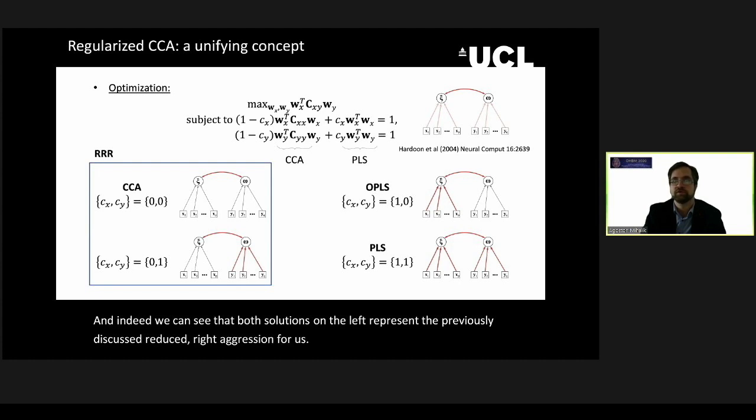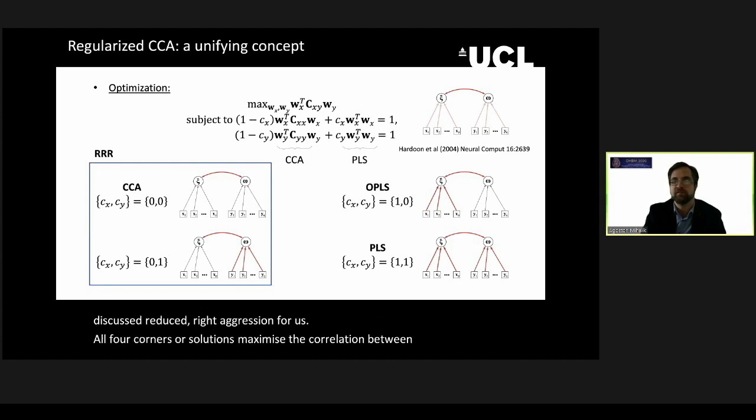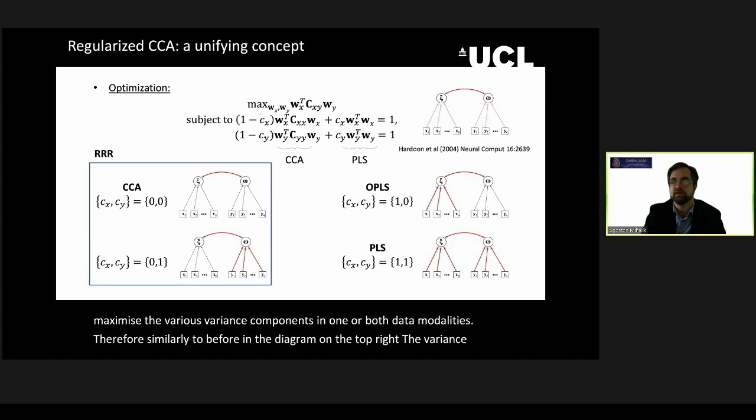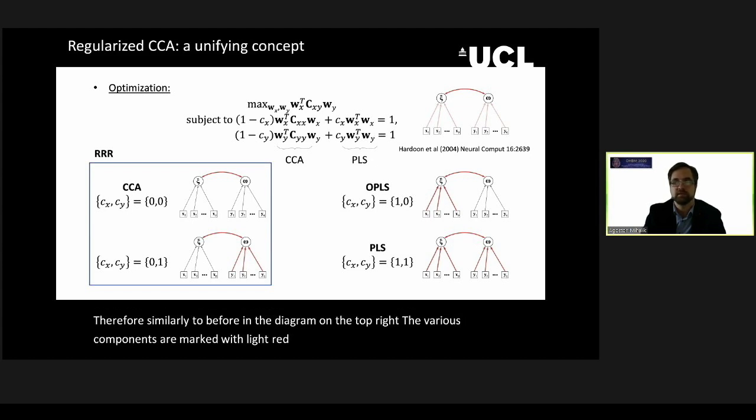All four corner solutions maximize the correlation between the latent variables, and the difference between the models comes from whether they also maximize the various variance components in one or both data modalities. Therefore, similarly to before, in the diagram on the top right, the variance components are marked with light red, as they are flexible parts in the model.